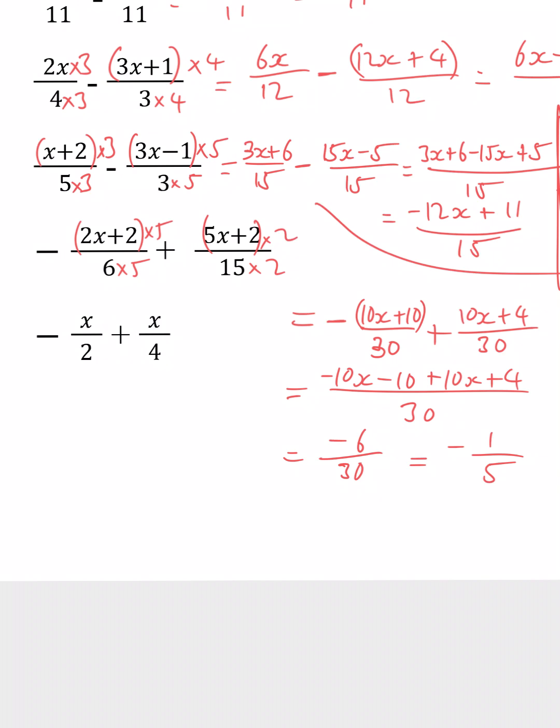Right, last one. Minus x over 2 plus x over 4. LCM here is 4, so I'm just going to say times 2, a nice easy one here. We end up with minus 2x over 4 plus x over 4. So that is minus 2x plus x is just minus x overall over 4. And there's your answer. Right, that's the first page. Let's do the next page.